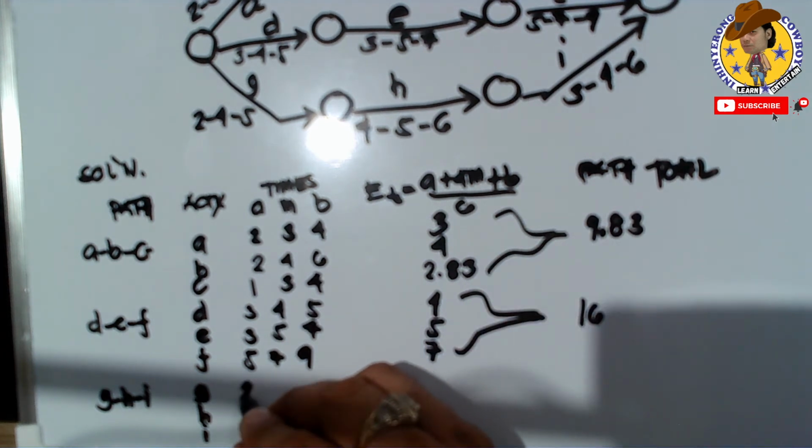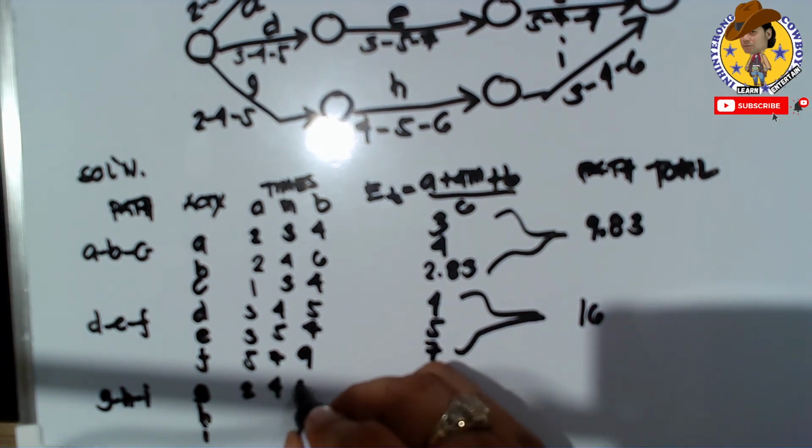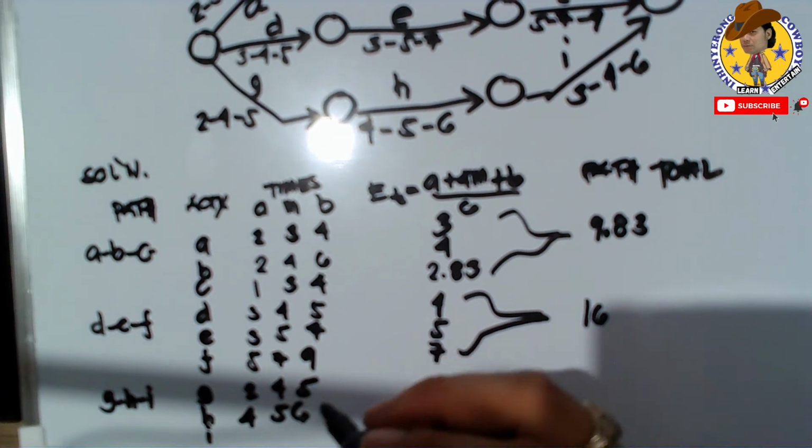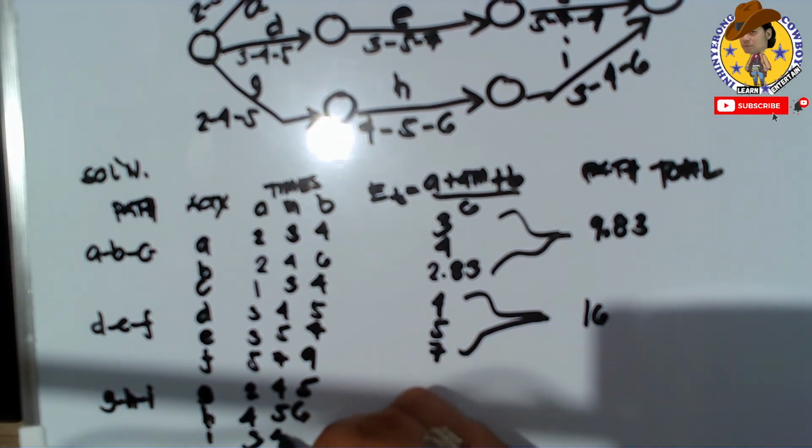Then we have for G to I: 2, 4, 5. Then 4, 5, and 6. Then 3, 4, 6.